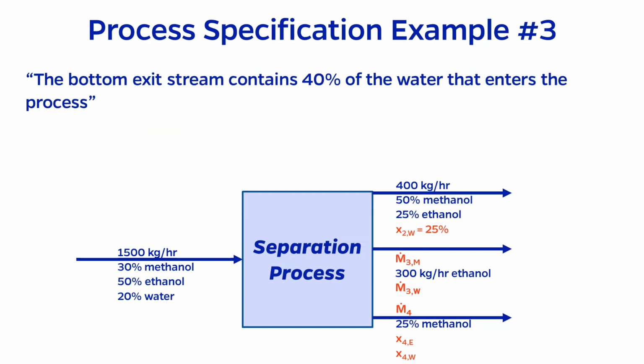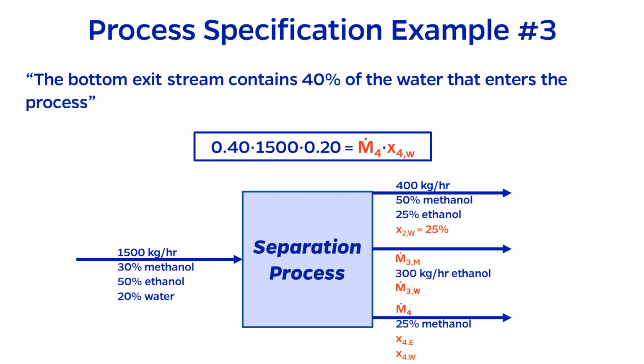What if the process specification was 40% of the water that enters the process exits the process in the bottom exit stream? Be careful with this one. A common mistake that I see all the time is to say that X4 water equals 0.40. The process specification does not say this. Instead, use the key word of, meaning multiplication again. The water that enters the process is 1,500 kilograms per hour times 0.20. 40% of this means that I should multiply this by 0.40. Then, if the bottom stream contains this quantity of water, I set this equal to M4 times X4W.